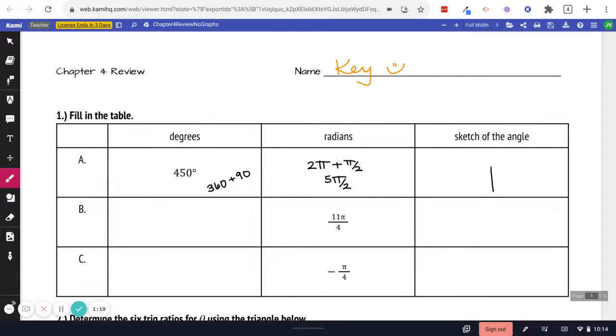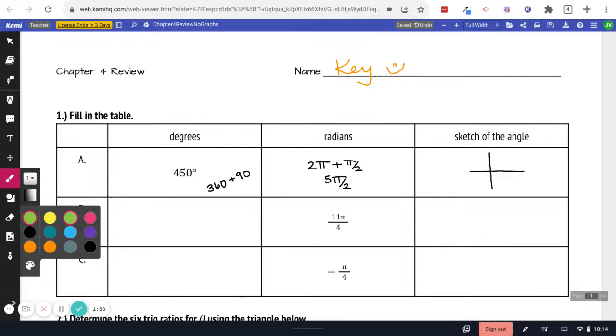And then for our sketch, this is a positive angle. Of course, if it were negative, we'd go the other way. We're going to go up. So there's a pi over 2, 2, 3, 4, 5 to get all the way back up to the top. And that's our 450 degree or 5 pi over 2 angle.